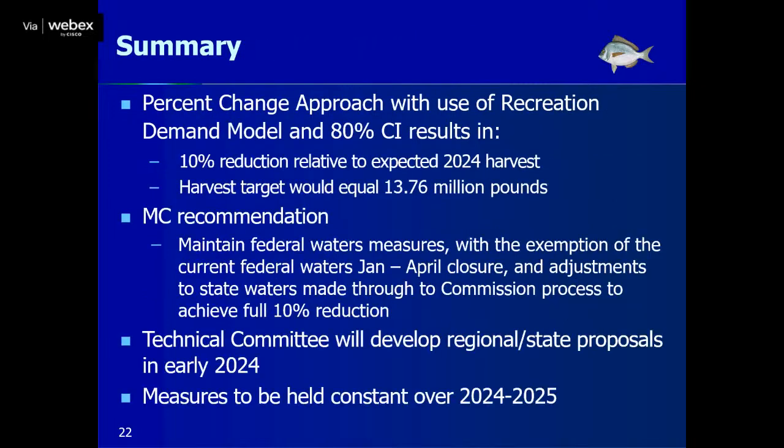So in summary, the percent change approach with using the RDM as well as the 80% confidence interval, as I mentioned, results in a 10% required reduction for 2024. And the resulting harvest target would equal about 13.76 million pounds.